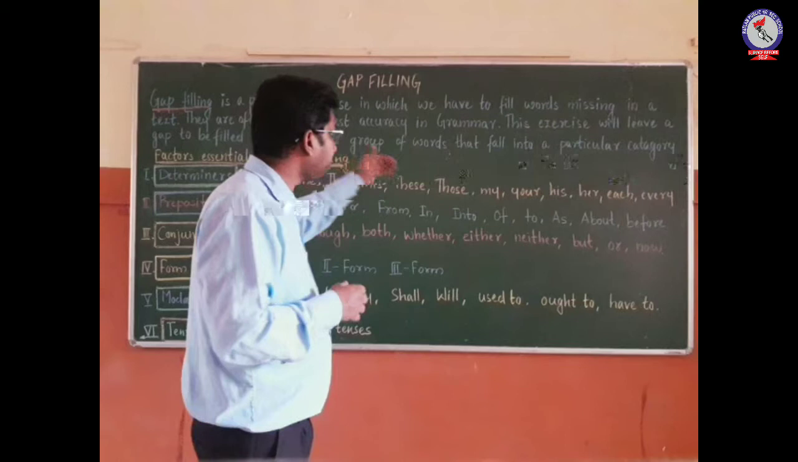And the next is tenses. There are 12 types of tenses, so we must be very well acquainted with the 12 types of tenses. This would help you to fill up the gaps with the correct tense or correct words or group of words.